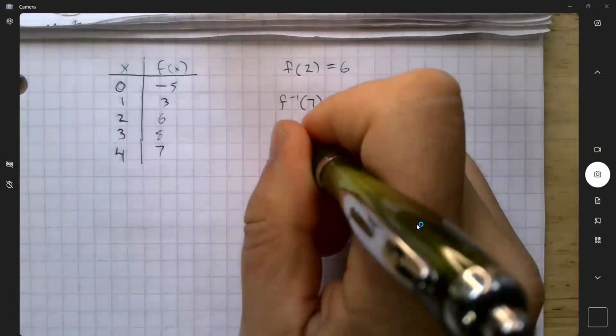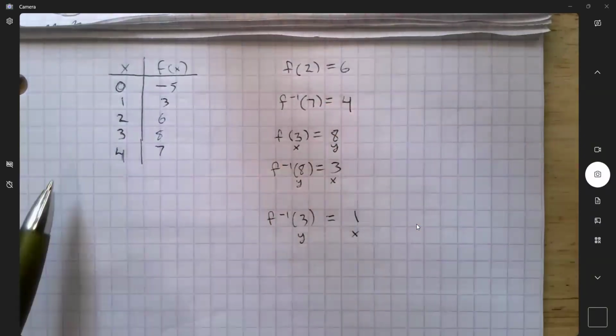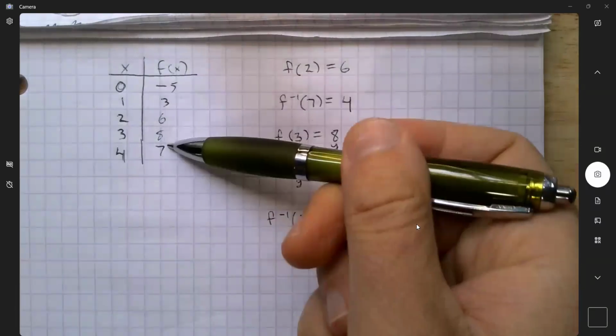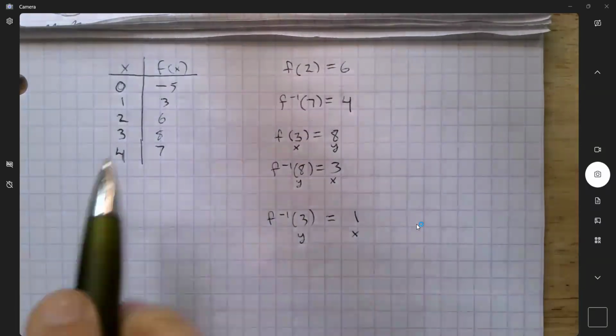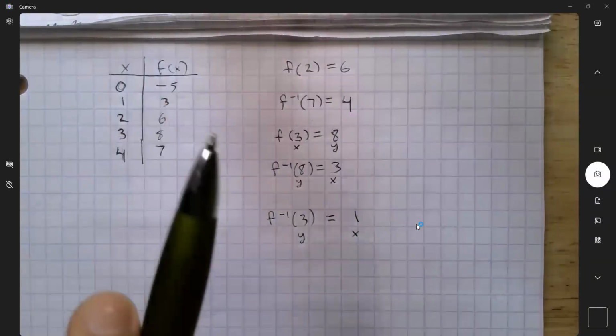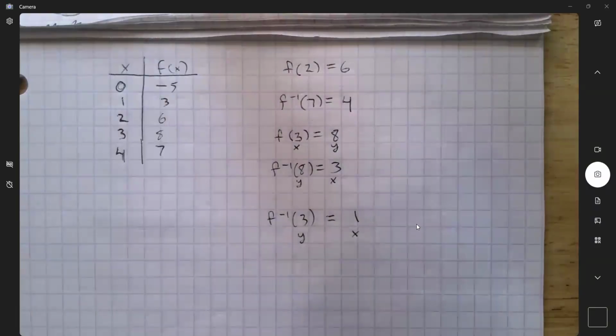So the point here is you have to be careful. This particular function had 3 both as part of the inputs and as part of the outputs. But these are different 3s. The 3 on the left is an input, the 3 on the right is an output. And so you use them differently.